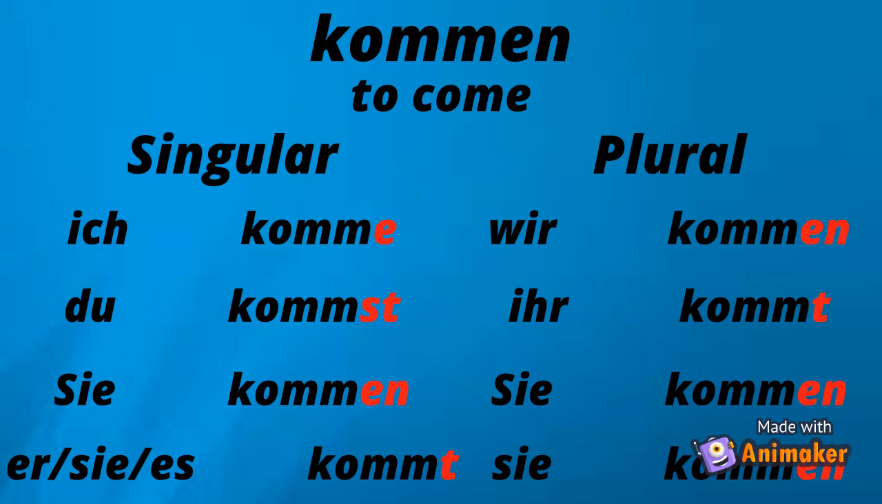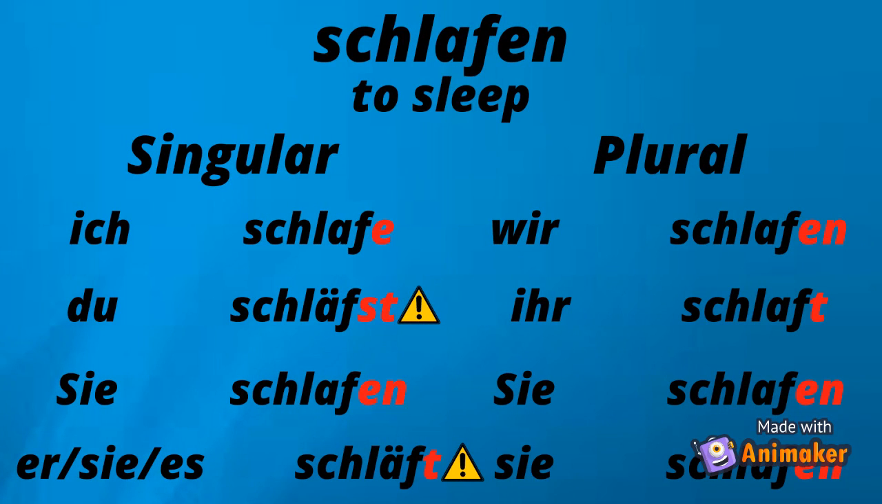Similarly, the next one, kommen. That means to come. And the conjugations are ich komme, du kommst, er/sie/es kommt, wir kommen, ihr kommt, Sie kommen, sie kommen. Now we will do some verbs in which the verb stem changes.